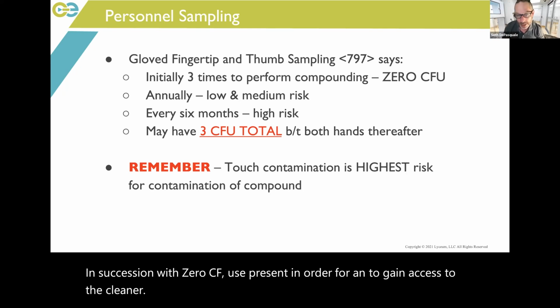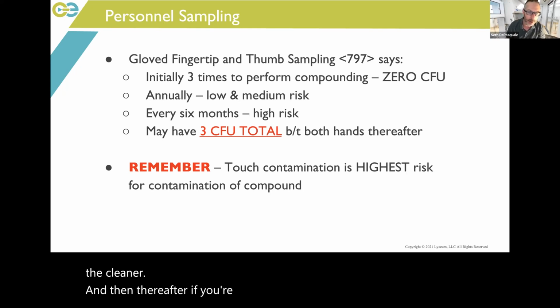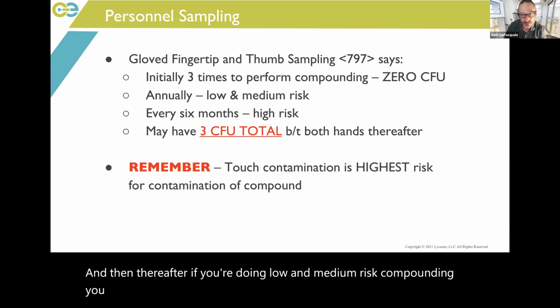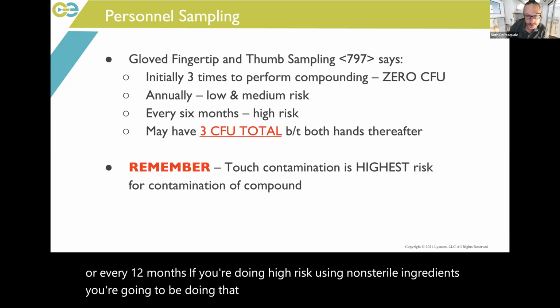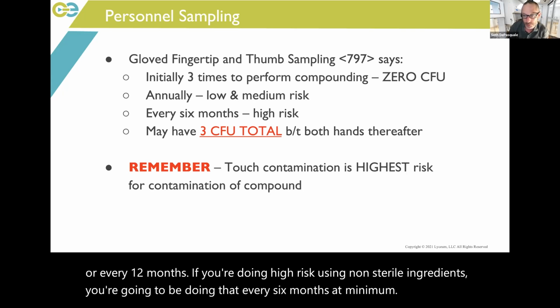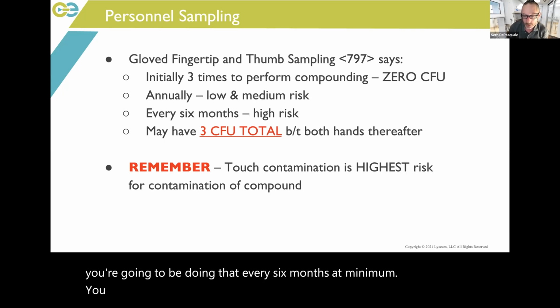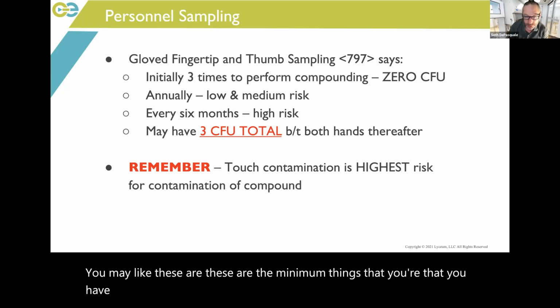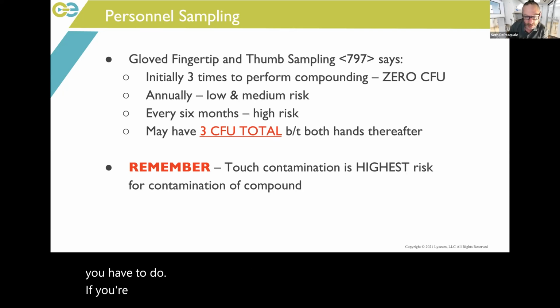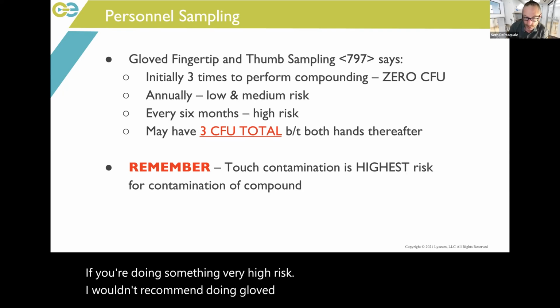And then thereafter, if you're doing low and medium risk compounding, you only have to do glove, fingertip, and thumb sampling every year, every 12 months. If you're doing high risk using non-sterile ingredients, you're going to be doing that every 6 months at minimum. Now, these are the minimum things that you have to do. If you're doing something very high risk, I wouldn't recommend doing glove fingertip sampling just every 6 months.